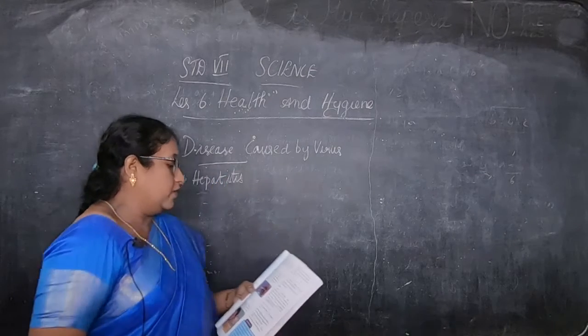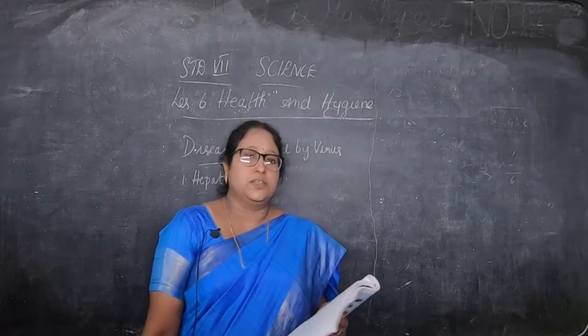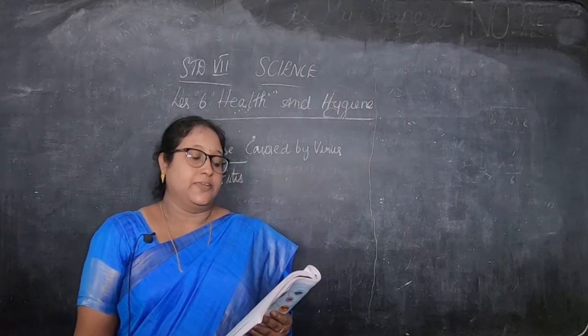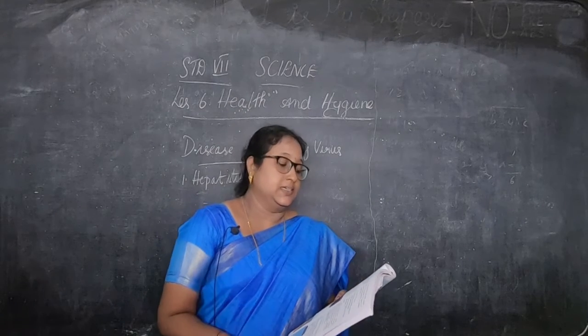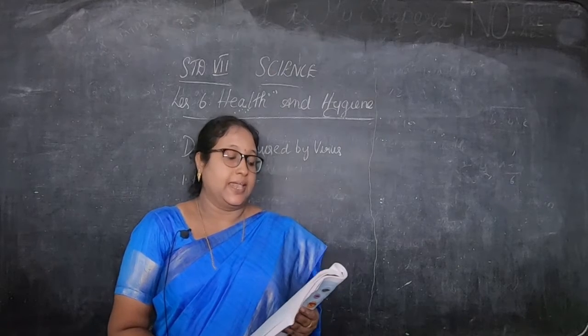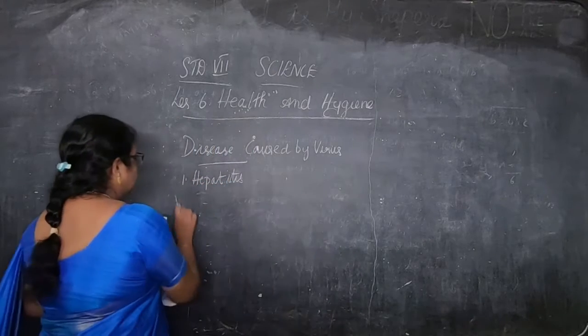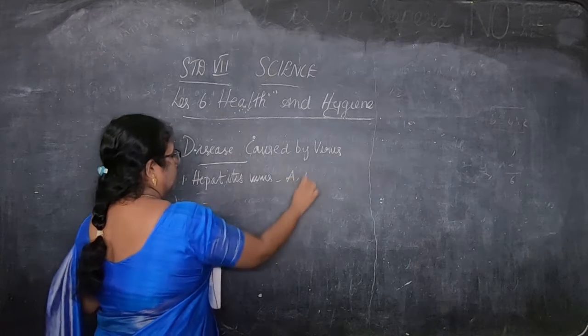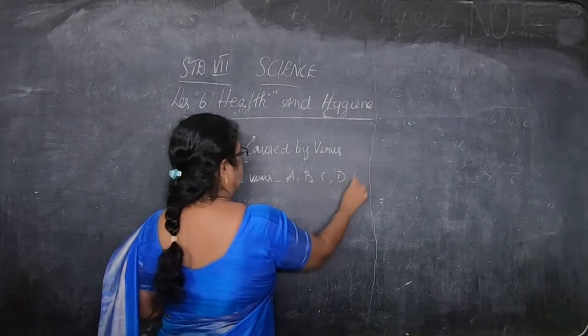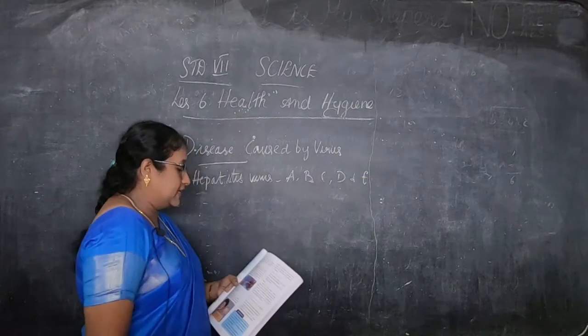Hepatitis. Now first, hepatitis is one of the most dangerous and fatal diseases, fatal means ending in death. Okay, it is a disease caused by hepatitis virus A, B, C, D and E. So what are the hepatitis viruses? A, B, C, D and E. So these are the hepatitis viruses.